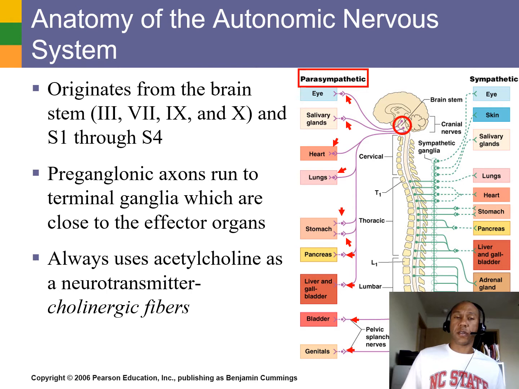Another thing to note is that all nerve fibers of the parasympathetic division produce acetylcholine. All of them. Any nerve fiber that produces acetylcholine we say is cholinergic, right? Cholinergic. So all the fibers of the parasympathetic division are cholinergic fibers.